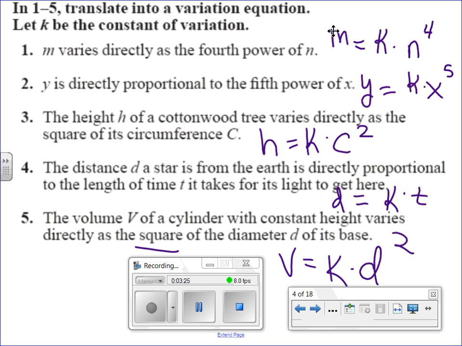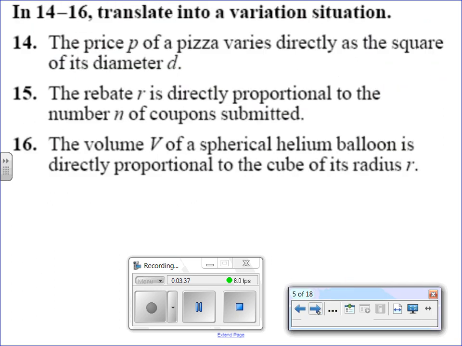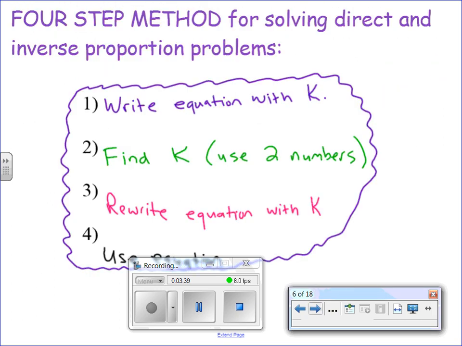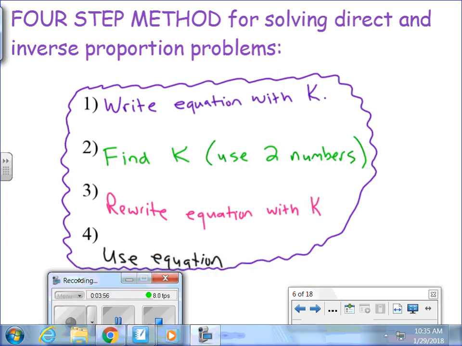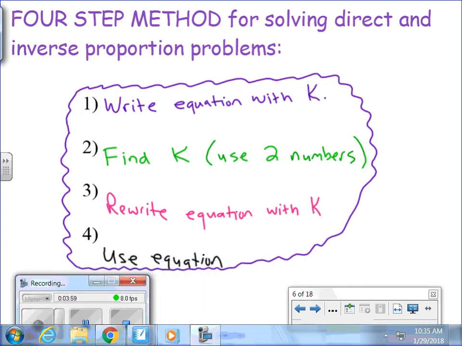So, easy enough? Alright, what you just did is called step 1. Reading the variation sentence and coming up with an equation from the information. We are going to be doing 4-step problems today. So these are our 4 steps we'll be using. What we just did was step 1, writing our equation with the k in it. But then step 2 will be actually solving for k. And then step 3, we'll go back to our original equation and put the k in that we solved for. And then step 4, using our equation to do math problems.